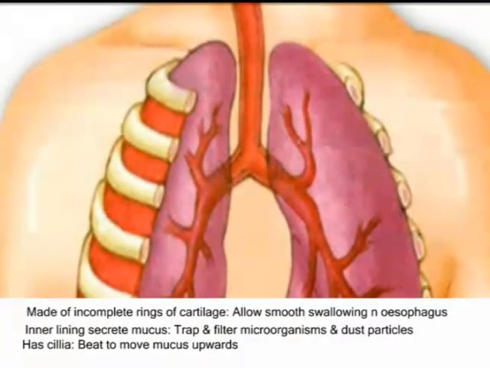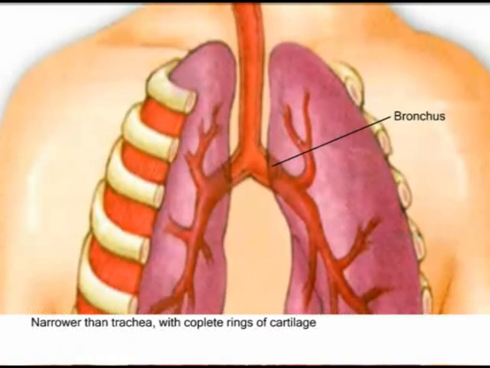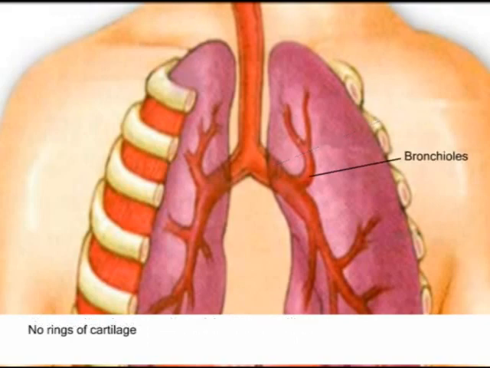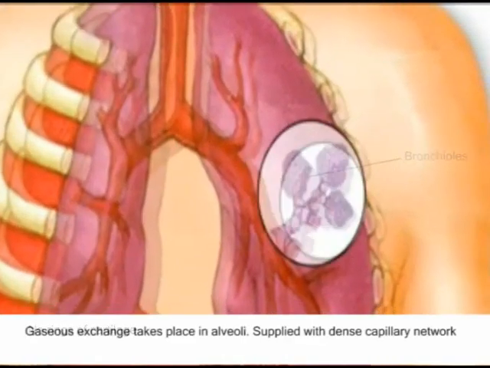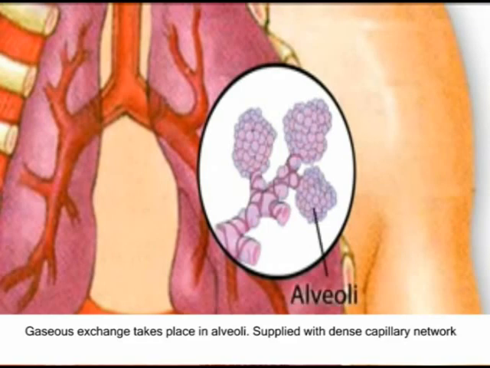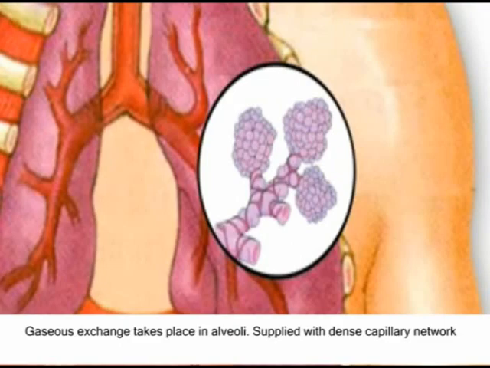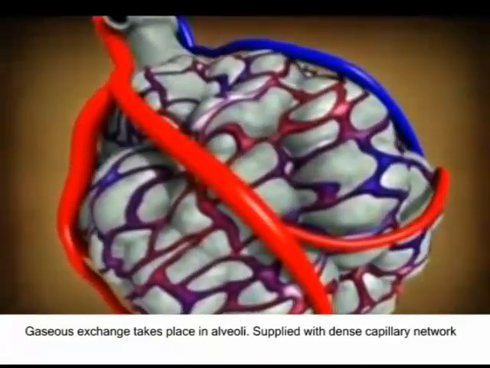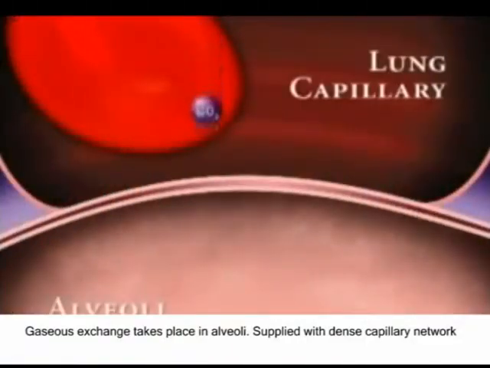The trachea branches into bronchi. They are narrower than the trachea and have complete rings of cartilage. Each bronchus enters a lung and extensively branches into bronchioles. Bronchioles have no rings of cartilage and each ends up in a tiny air sac called the alveolus. Gaseous exchange takes place here. The alveoli are supplied with a dense network of capillaries to provide a large surface area for gaseous exchange.